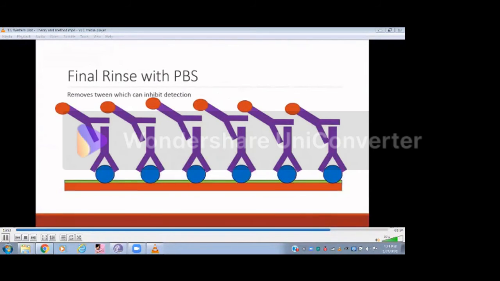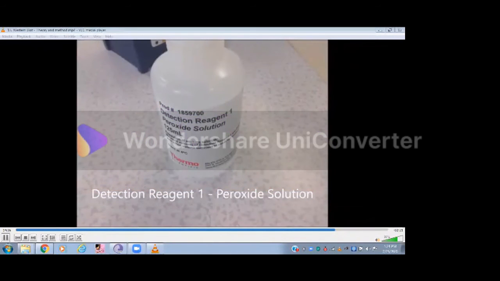So after we've done the final application of the secondary antibody and the final rinse using PBS-Tween, we then need to do a complete final rinse using just PBS. What this does is remove any Tween which has been left over, which can inhibit the detection process. It inactivates enzyme activity basically.